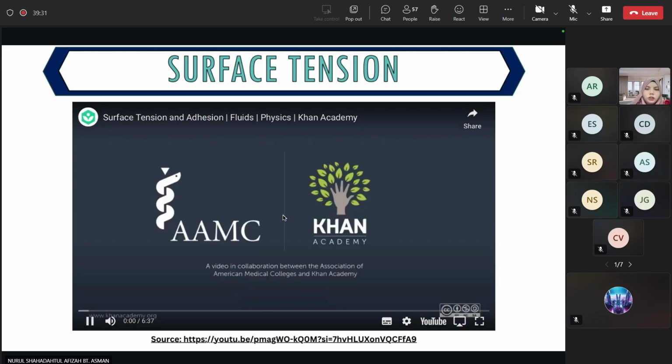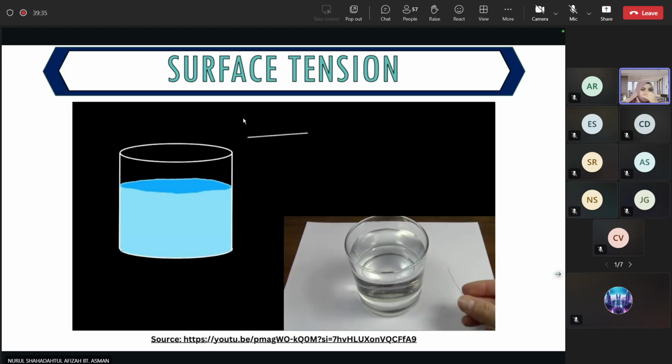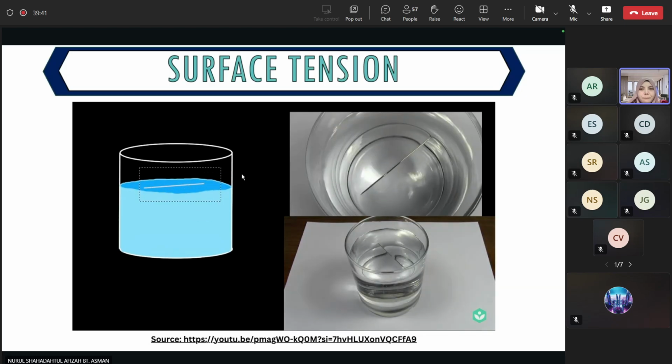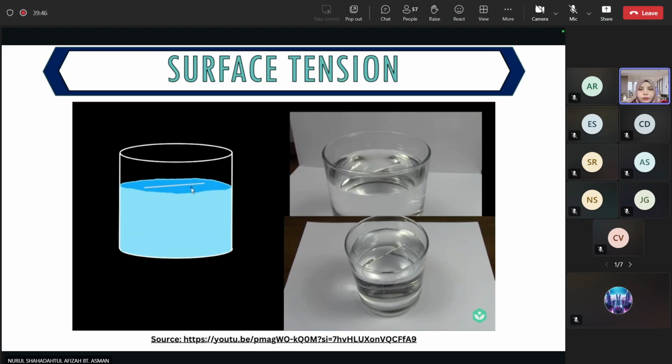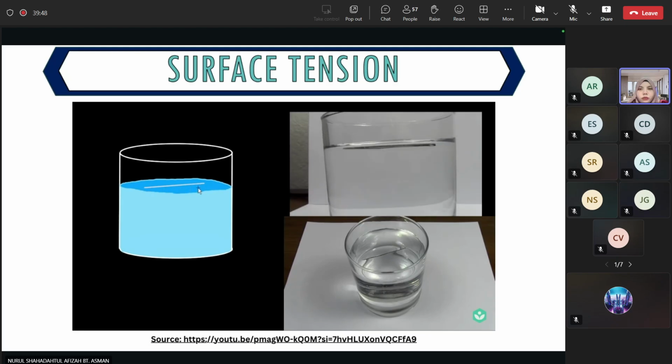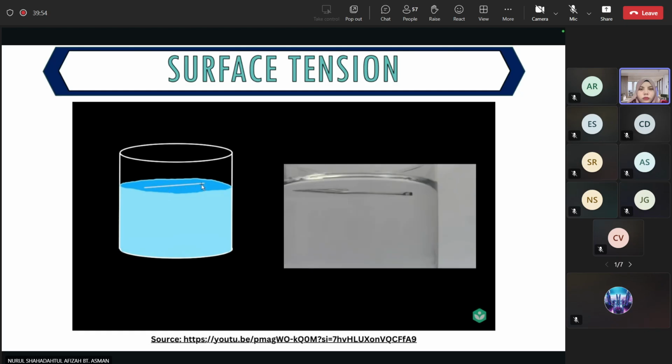Like, you took a glass of water and a needle, and you very carefully dropped the needle on the water, and it would stay there. And it's not because it's floating. This needle would not be floating on the water. This needle is more dense than water, and we know that if it's more dense, then it should sink. So it's not floating. It's actually just sitting on the surface because there's surface tension.